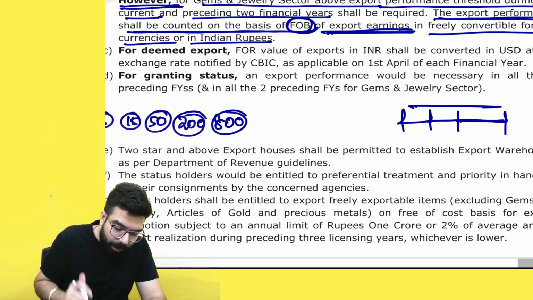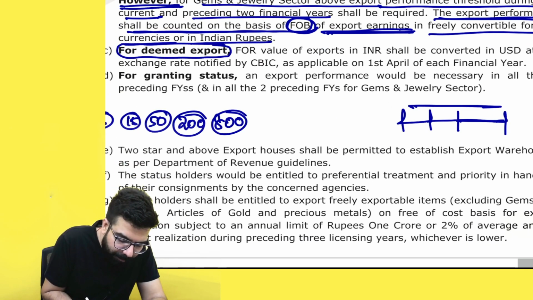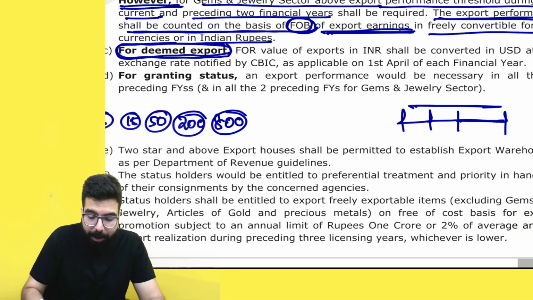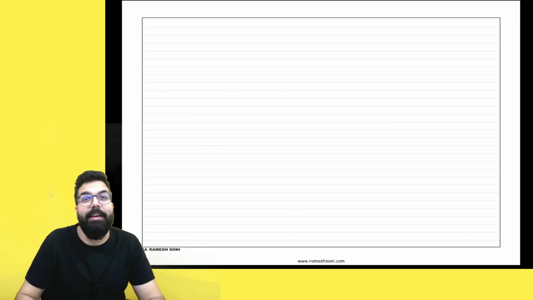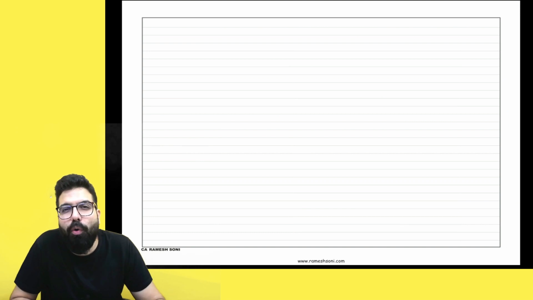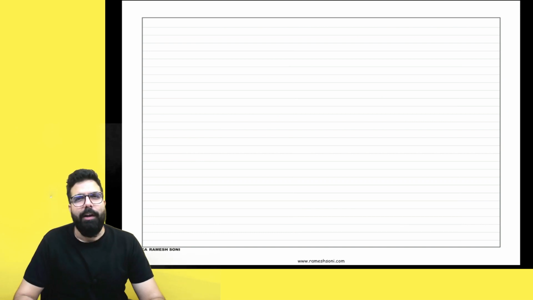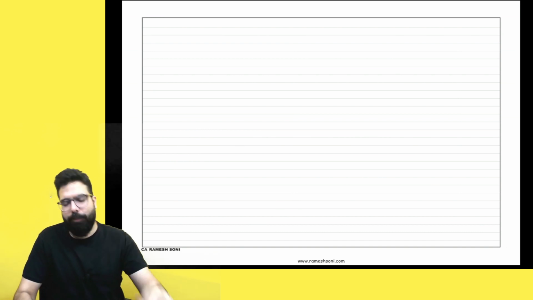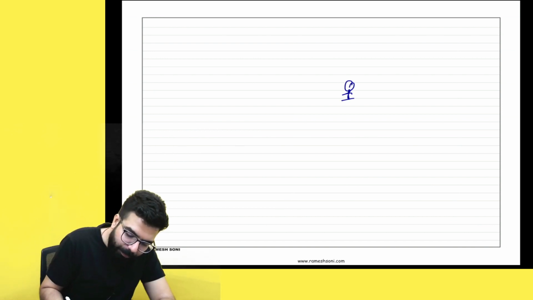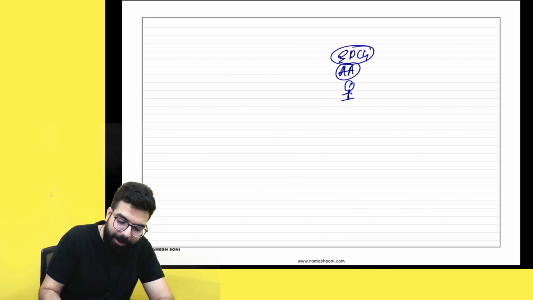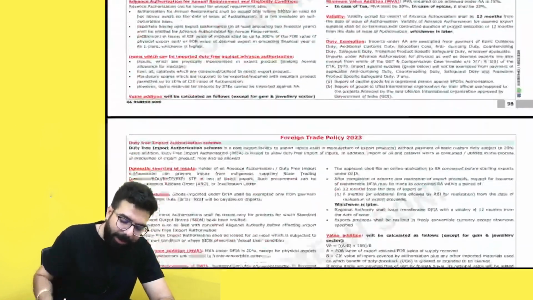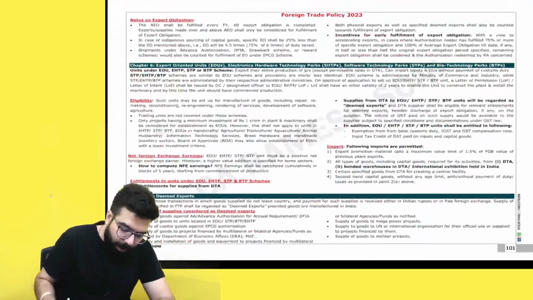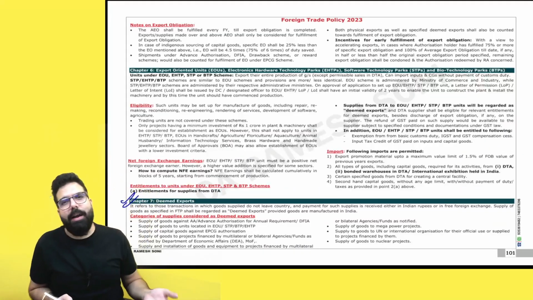Then, deemed export. What do you mean by deemed export, everyone? I hope you remember that in GST we learned about deemed export, wherein your goods don't leave India, but still those supplies are known as deemed exports. For example, if there is a person who is an advance authorization holder or an EPCG authorization holder. We will be learning in detail what is classified as deemed exports.